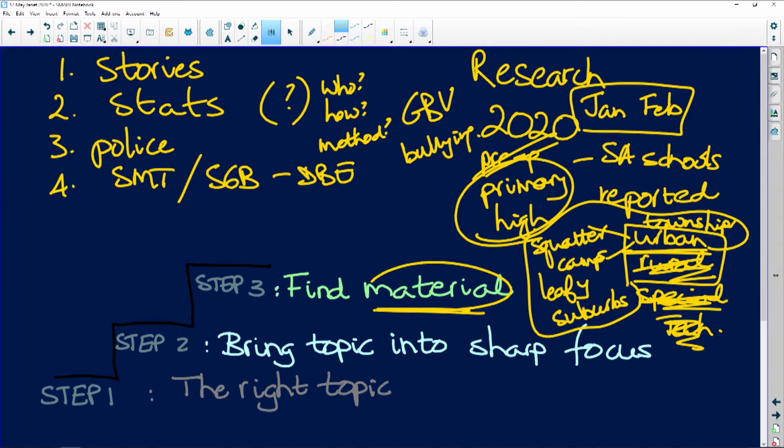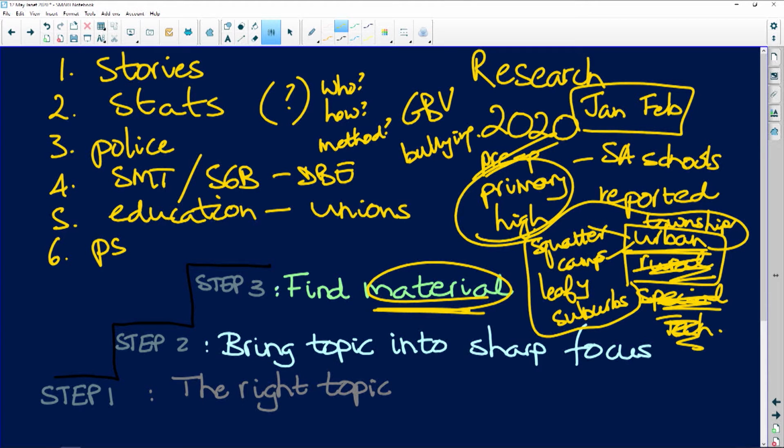Where else would I find material? Possibly I want to look at, is there some kind of education outlet? So maybe I want to ask the unions. So I ask SADTU or NAPTOSA or NUE or whoever, if they've got anything. Should I look at psychologists working with school children? Should I look at social workers who might have been called in?